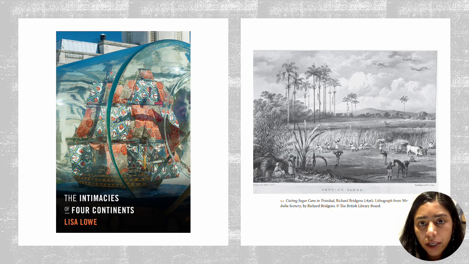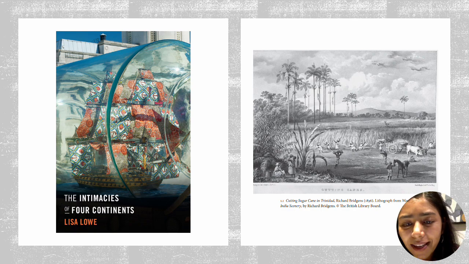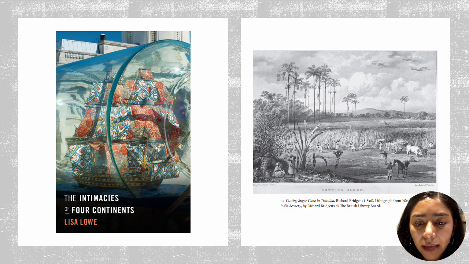The second image is from a more recent work by Professor Lisa Lowe in her 2015 book, The Intimacies of Four Continents. The image is from 1836 and is titled Cutting Sugarcane in Trinidad. And if you look closely, you will see different kinds of people going about their business. Some seem to be cutting sugarcane, some seem to be resting, some are drinking water, but all of them seem to be workers on a sugarcane plantation.